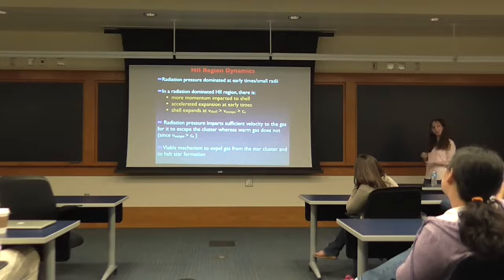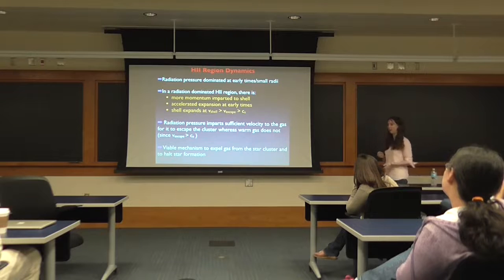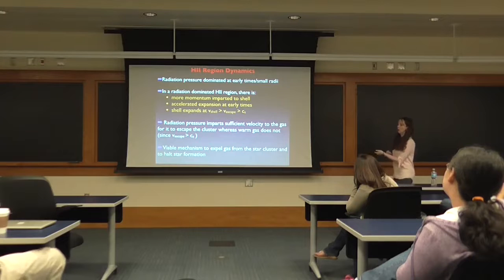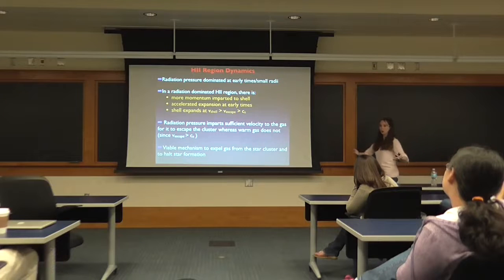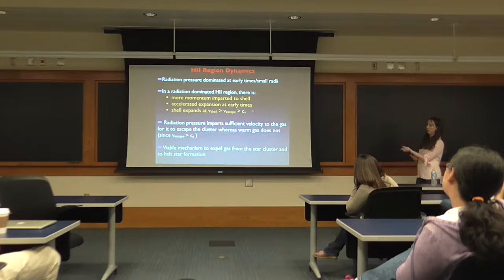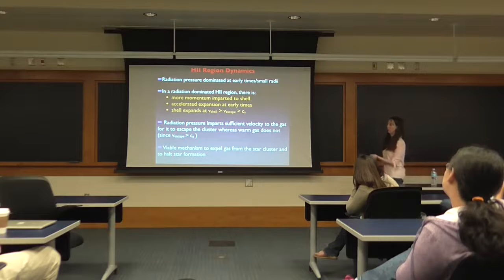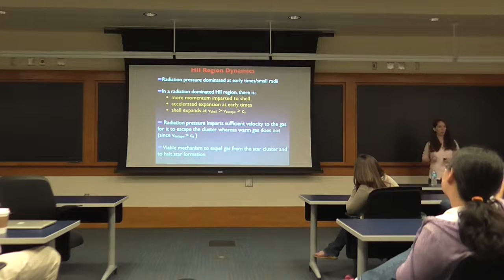faster than the escape velocity of the central star cluster and faster than the sound speed of the 10 to the 4 Kelvin gas. Now, the reason why this is important is because the radiation gives the gas enough velocity for it to escape the central star cluster and for it to halt star formation in the region. Whereas the sound speed of the 10 to the 4 Kelvin gas would not give the gas enough velocity to escape the cluster. So essentially it means that radiation is sufficient at halting star formation, whereas the photoionization wouldn't be.